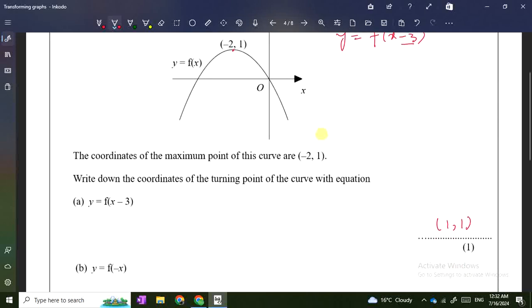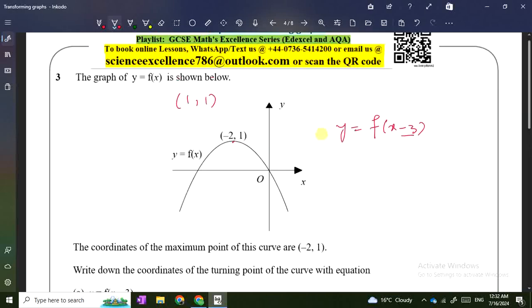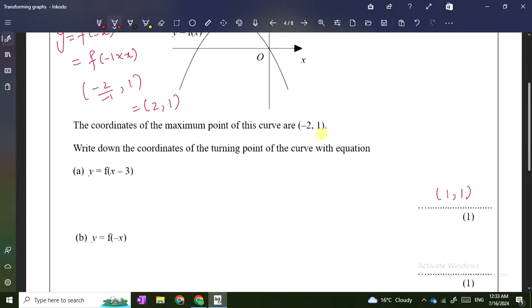And part B is y equals f of minus x. So y equals f of minus x means f of minus 1 times x. There's a change inside the function, so you have to do the opposite operation with the x coordinate. That means we need to divide the x coordinate by minus 1 and keep the y coordinate as it is. So minus 2 divided by minus 1 will be 2. So 2 and 1 are the coordinates of the turning point of this function.